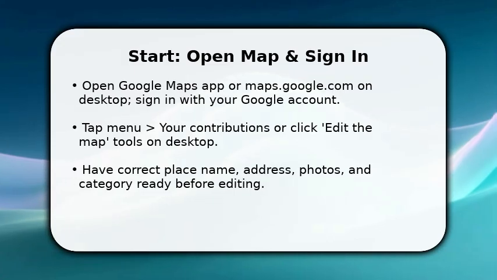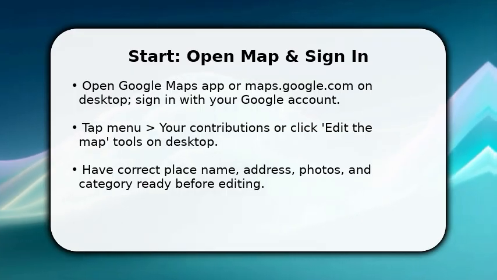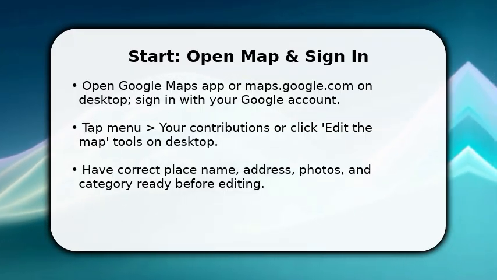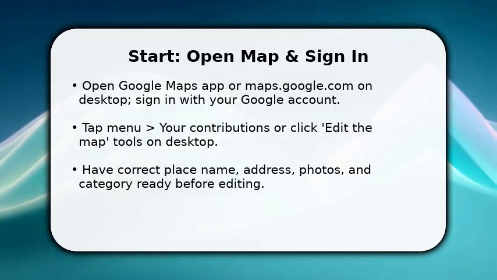You'll begin by opening Google Maps and signing into the account tied to your edits. Once signed in, navigate to your contributions on mobile or use the Edit the Map tools on desktop. This gives you access to places, roads, and business details.